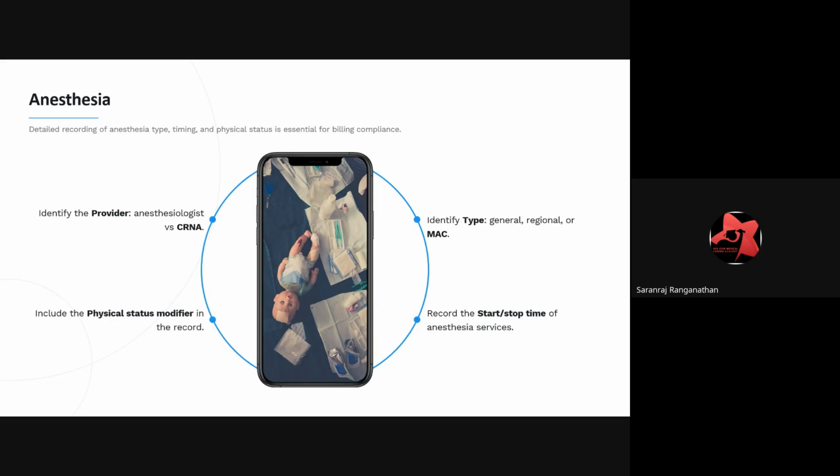Then status. P1, P2, P3 status needs to be indicated. Severity of the condition will be indicated. Then type of anesthesia, whether general anesthesia, regional anesthesia, or monitored anesthesia care, MAC, whether it has been performed or not, needs to be identified. Then record the start time and stop time. Yes, without start time and stop time, an anesthesia report is zero payment. So that is also very, very mandatory when it comes to procedure-based documentation requirements.